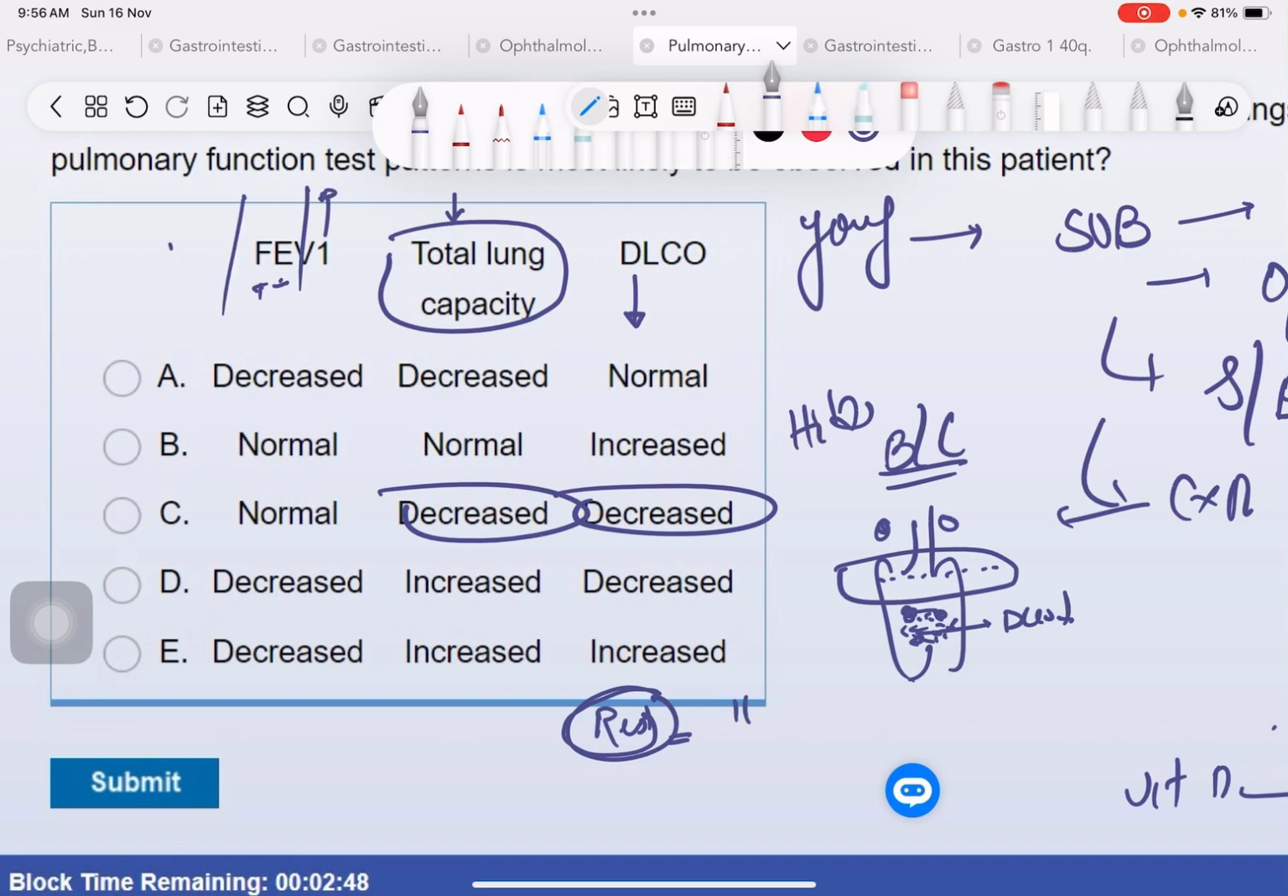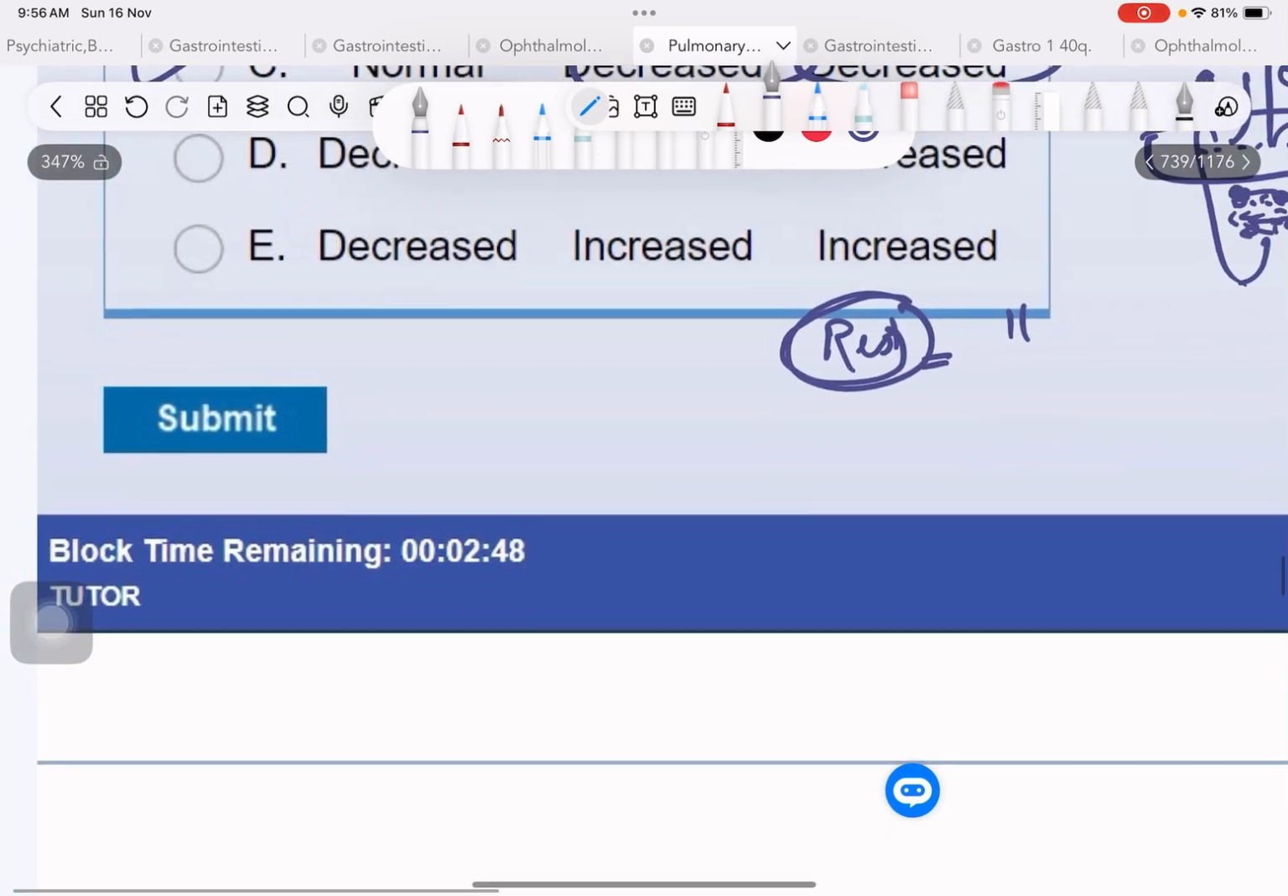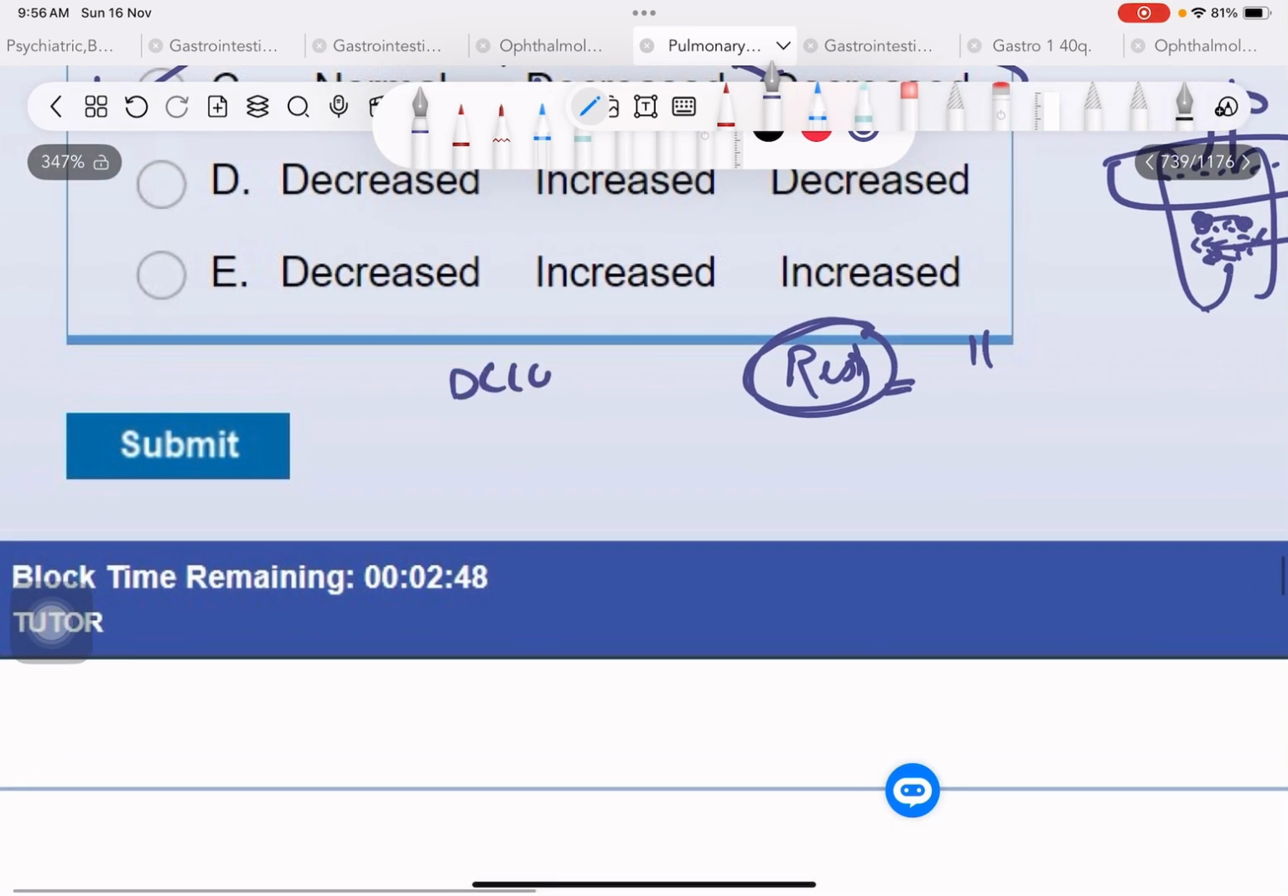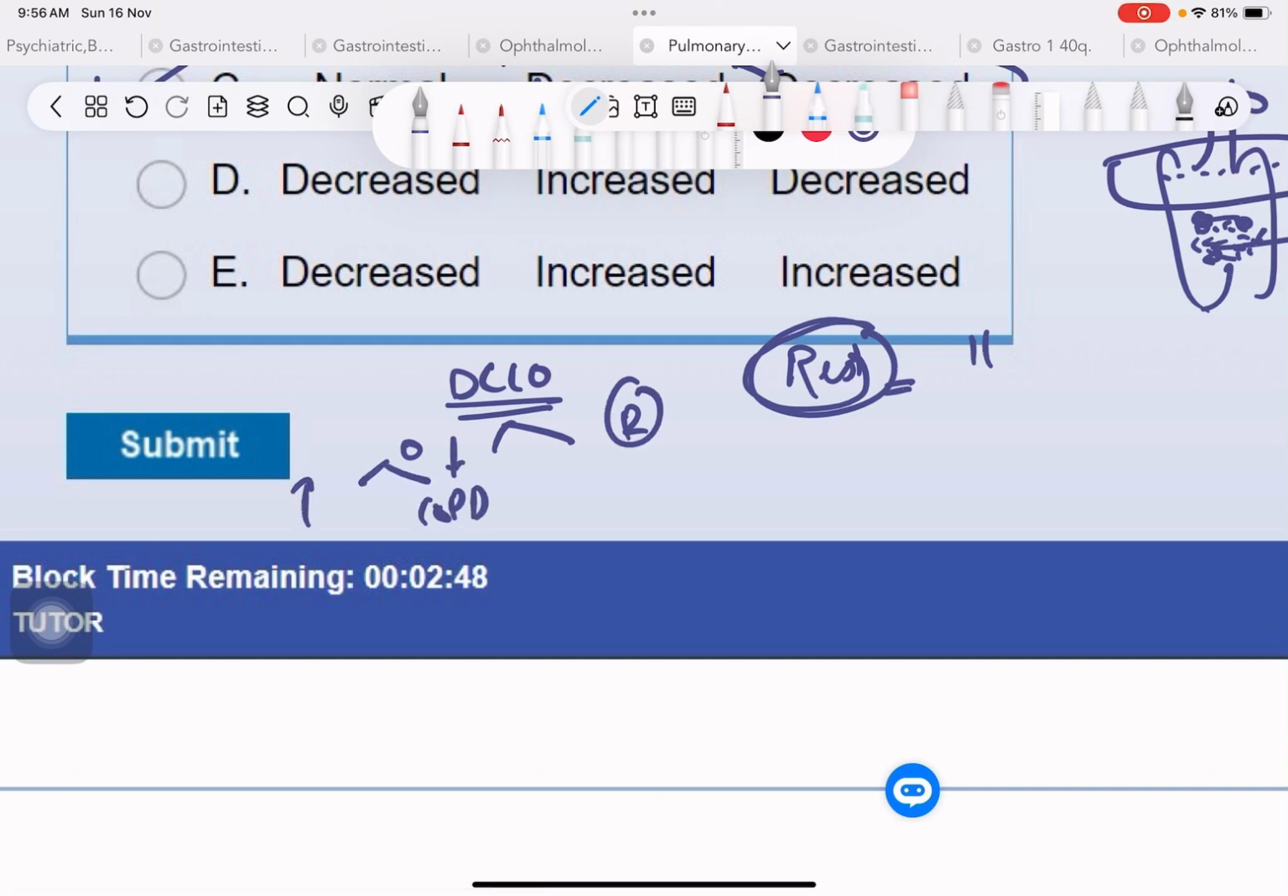Okay, so what happens with DLCO? We have obstructive disease and restrictive disease. In obstructive disease, in COPD, this would be less, and it would be increased in asthma. In restrictive disease, if there's a pathology of the lung, then it's going to be decreased.